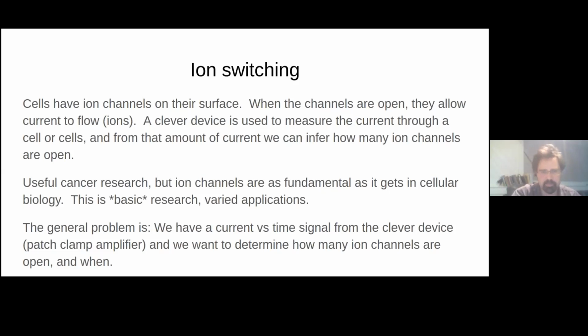There was a device that I think won a Nobel Prize in the 90s called a patch clamp amplifier. And that's used to just measure current. So what we get is just an amount of current from a patch clamp. And that is directly related to how many of the ion channels are open or closed in a cell or in multiple cells. In this competition, there was a maximum of 10 ion channels, and they could potentially all be open or all be closed.